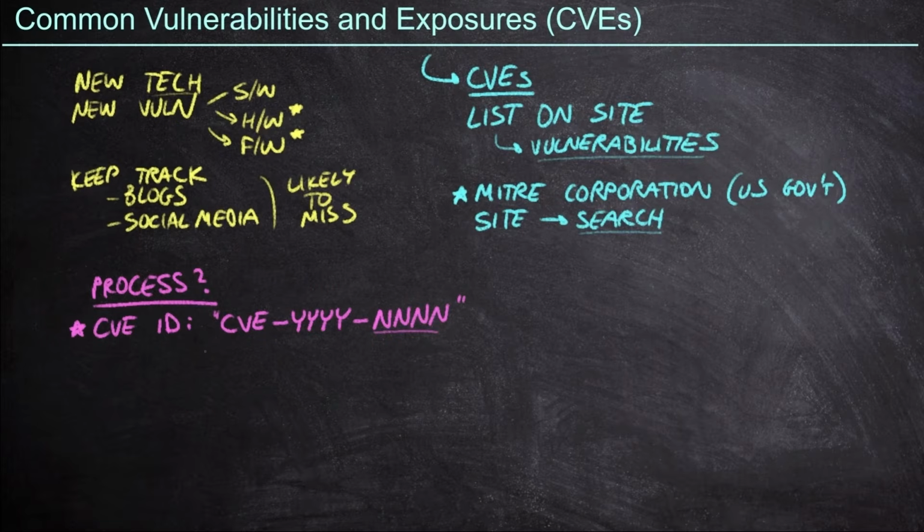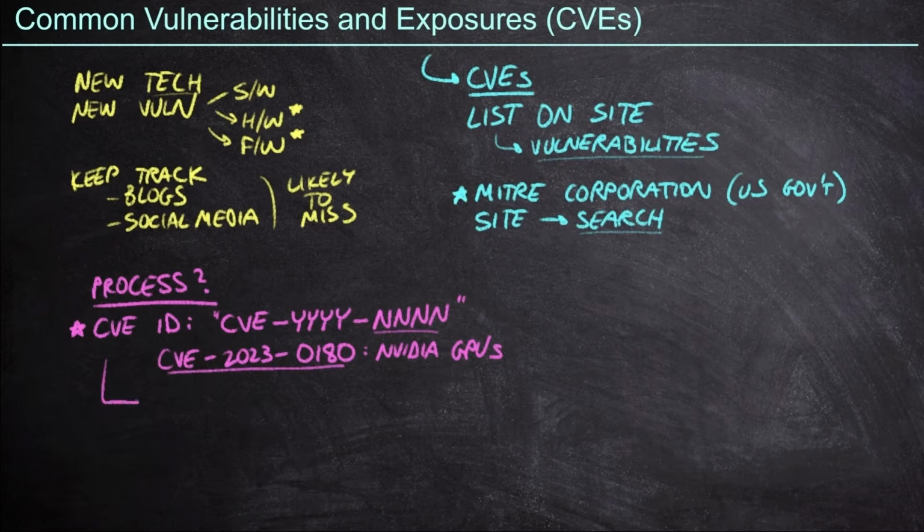So, for example, if we were to go out and look at the CVE list, we would see a CVE that's labeled CVE-2023-0180. And this specific vulnerability is for NVIDIA GPUs. So we can go out there, we can learn a little bit of information about what exactly this vulnerability is, and then we can decide what to do with that information. Now the question is, where are these IDs coming from?